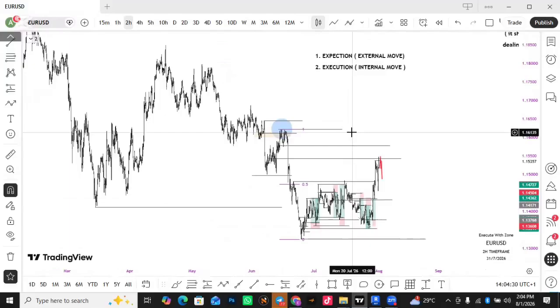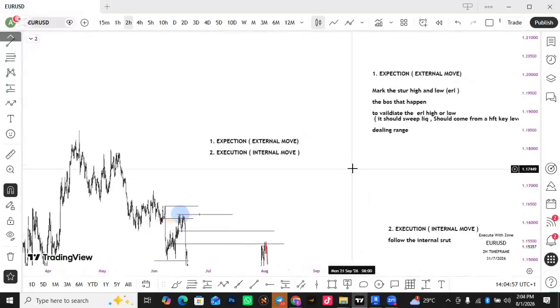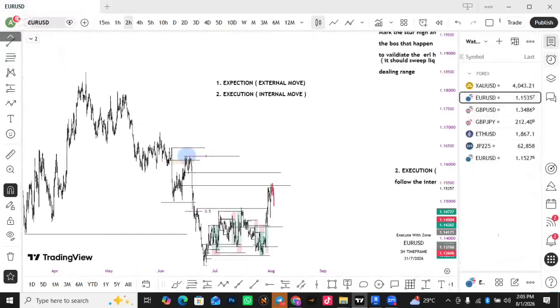Now, the assignment I'm going to be giving you guys is: open any chart of your choice, any pair at all. Find one external move, then try to study the internal move that happened inside that external move. Now, I'm not telling you to look for point of interest. No. Like the way I've explained, just pause the video, rewatch again, over and over again, and you will understand.